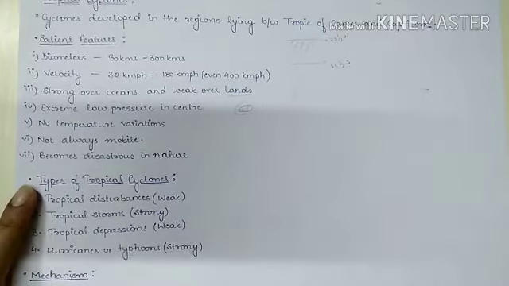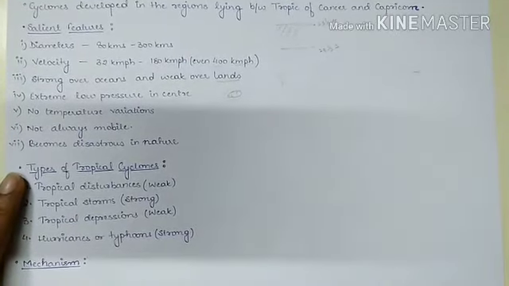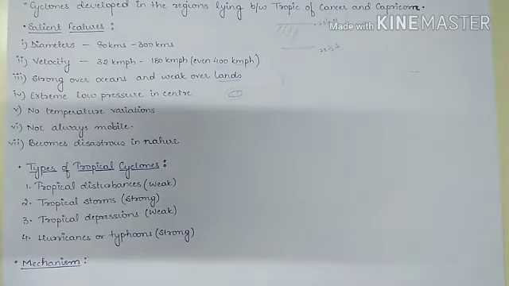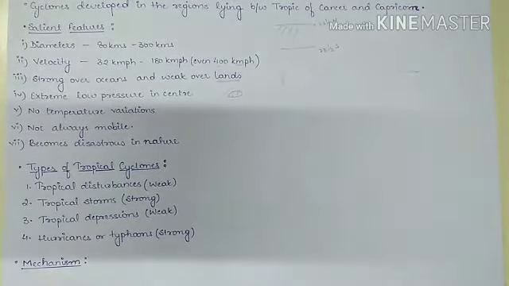Now we will look into various types of cyclones. On the basis of their strength, cyclones are basically categorized into types, that is, tropical disturbances, tropical depressions, tropical storms, hurricanes, and typhoons. So, firstly, we will have tropical disturbances.